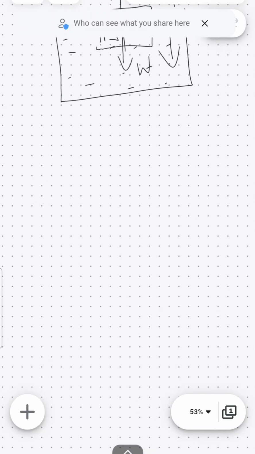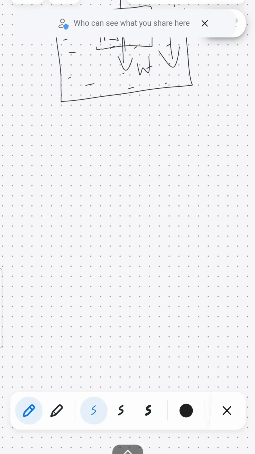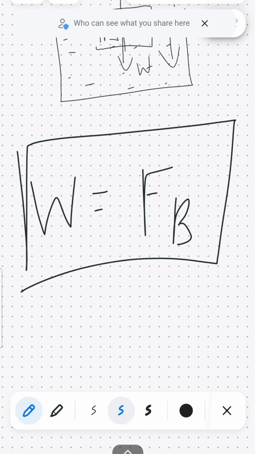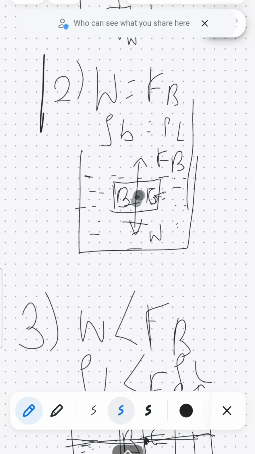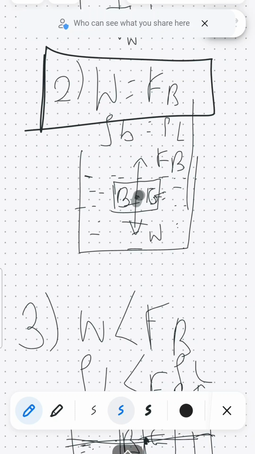Now from this we have to define the principle of flotation. So what is the principle of flotation? I'll just write it: W is equal to Fb. When W is equal to Fb, then we can say that flotation exists, which is our second case. Now if we have to define it, we say that according to the principle of flotation, the weight of a floating body is equal to the weight of the liquid displaced by its submerged part.